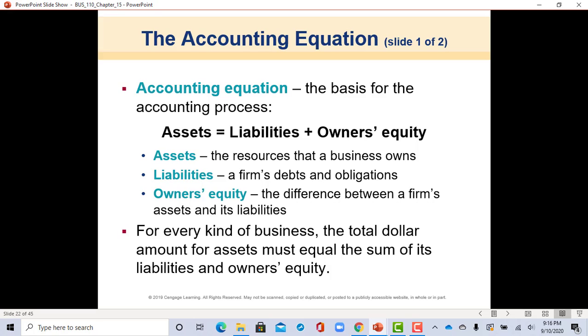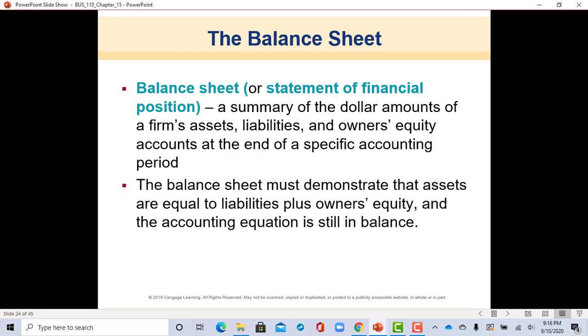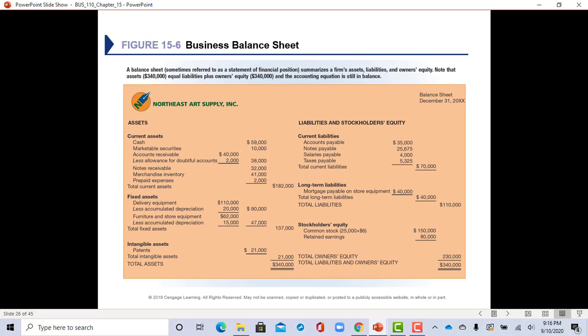Assets equals liabilities and owner's equity. The total assets must always equal the total liabilities plus the owner's equity. A statement that reports a company's financial condition is a balance sheet. Here's an example of a personal balance sheet, and this is what a business balance sheet should look like.